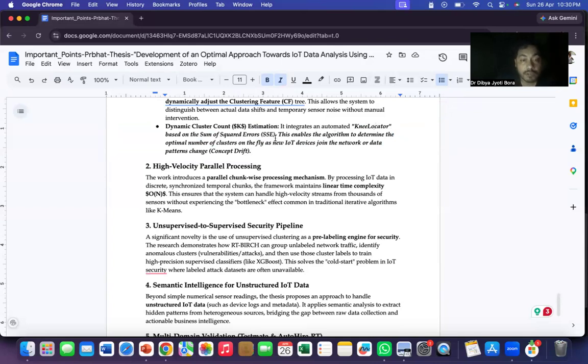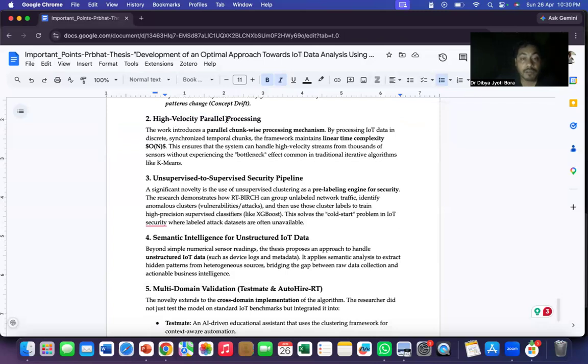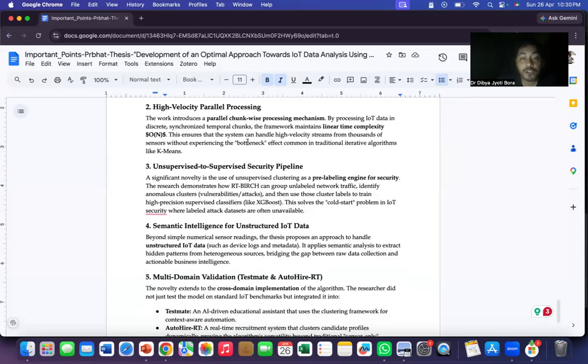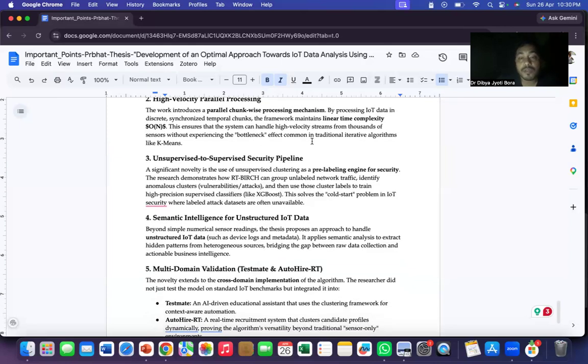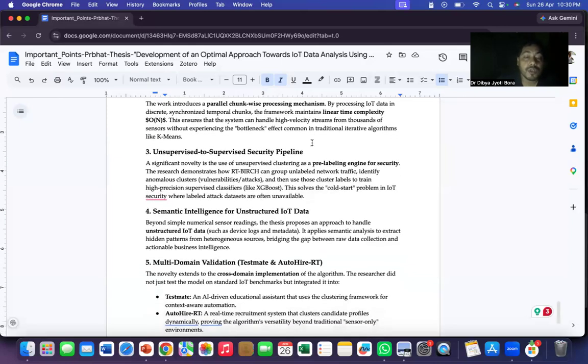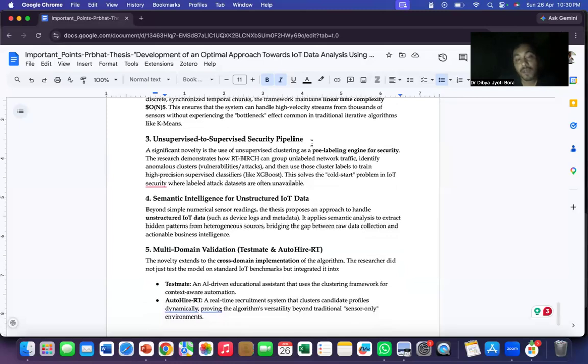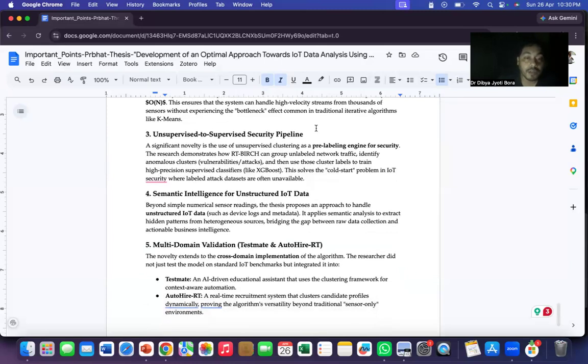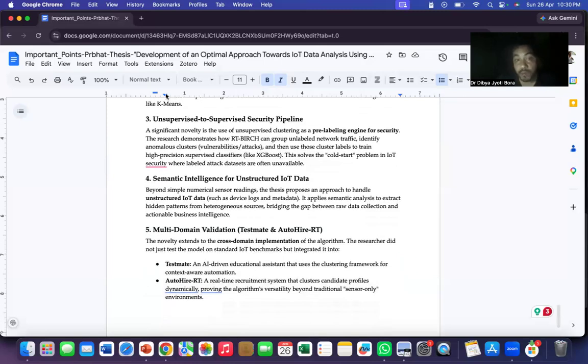And there is high velocity parallel processing, because it introduces a parallel chunk-wise processing mechanism, right? We are processing the IoT data in discrete and synchronized temporal chunks. It maintains linear time complexity. It ensures the system can handle high velocity streams from thousands of sensors without experiencing the bottleneck effect common in traditional IoT.